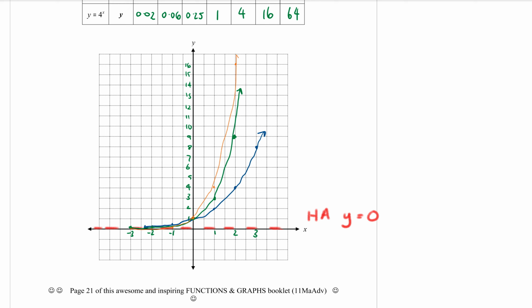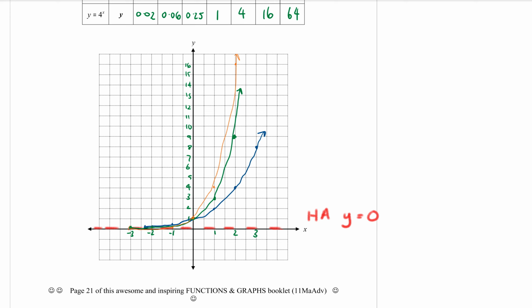But you want to see that little trend. You want to see that the bigger the base number, the smaller it is on this left-hand side. Okay, so as my base number increased, it got smaller and smaller on this side. It was below each time. But then on the right-hand side, the bigger the number is, the faster it increases, so it gets extra steep, extra fast on the right-hand side.